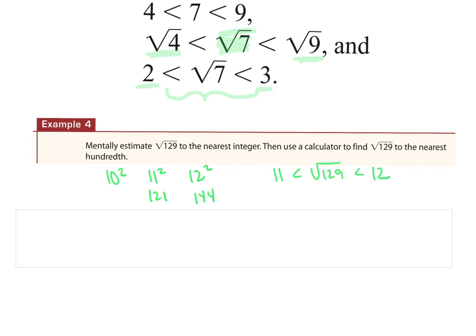So on a quiz or test, if I were to say mentally estimate this, this is what I'm looking for, where you just have to give me what two numbers it's in between. So that would be your answer. It's in between 11 and 12.